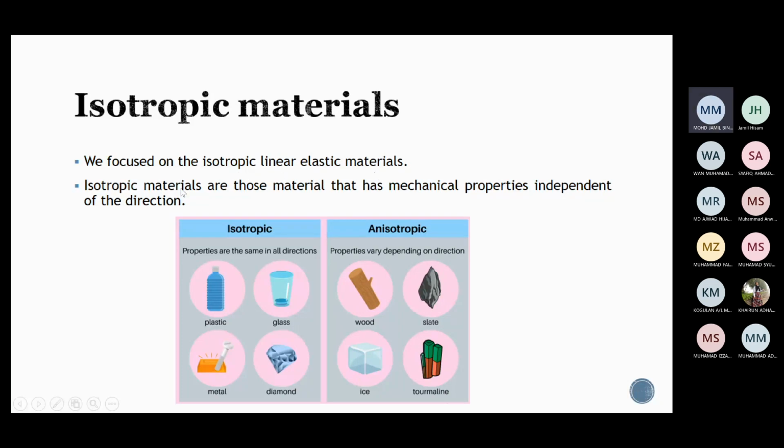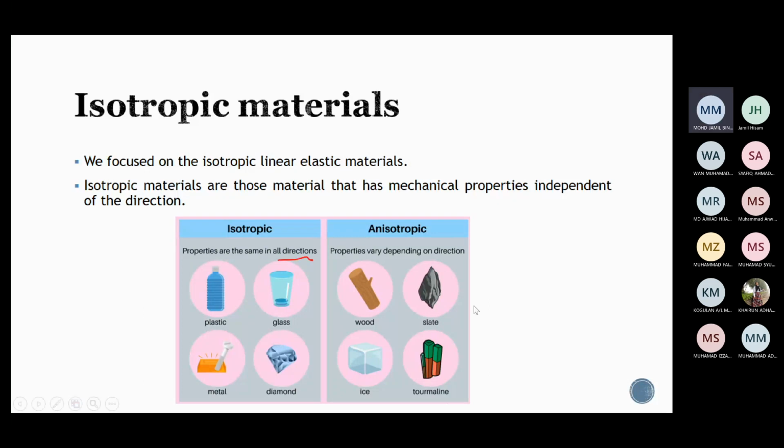So isotropic materials are those materials that have mechanical properties independent of the direction. For example, if you have a plastic bottle, glass, diamond or metal, the properties of the material are the same in all directions. So what does this direction mean?